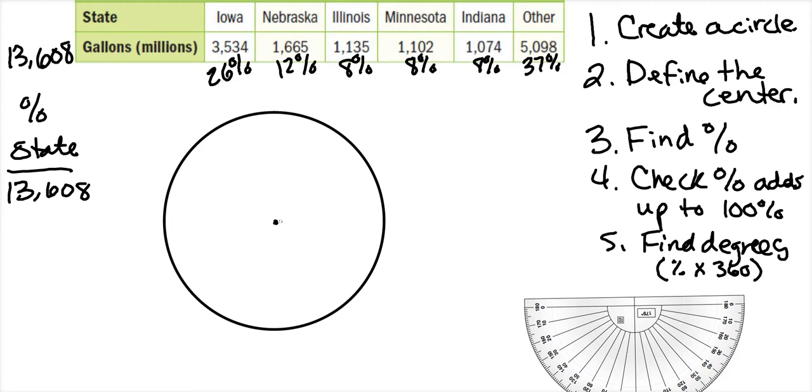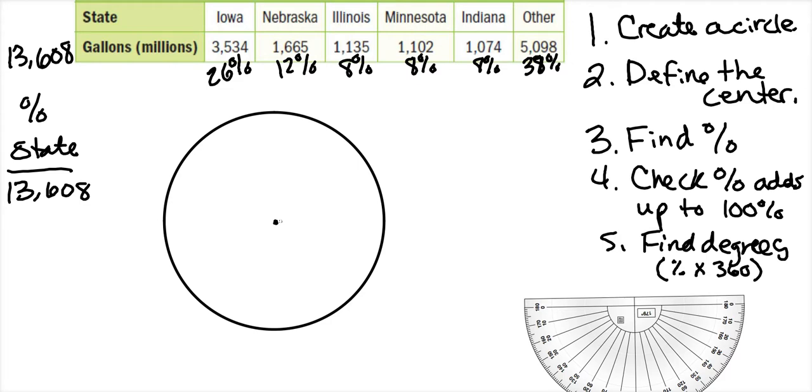Let me see which one we should probably change here. Let's do 5,098 divided by 13,608 again. Let's go ahead and round 37 up to 38%. Let's change that to 38%, and we'll definitely have it then. All right, now what we're going to do is find our degrees.